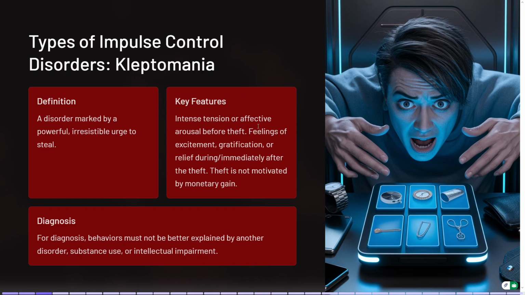Types of impulse control disorder. Number one, we have kleptomania. What is kleptomania? Can you see this image? The person is trying to steal. It is a disorder marked by a powerful or irresistible urge to steal items. Thieves are different. Thieves actually plan to steal, but kleptomaniac patients do not necessarily plan to steal, and the thing they are stealing is actually not the goal for them. It's the behavior. Let me explain further.